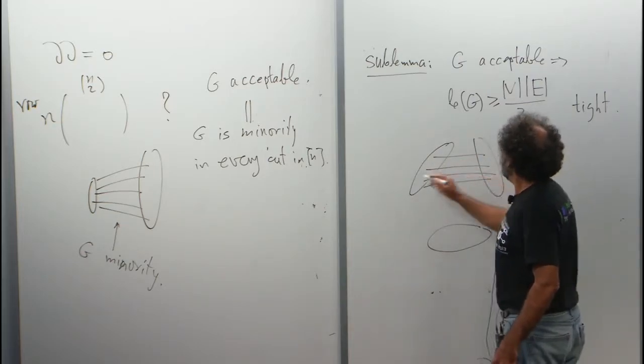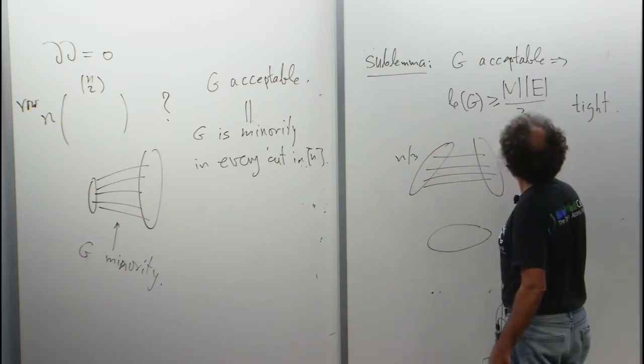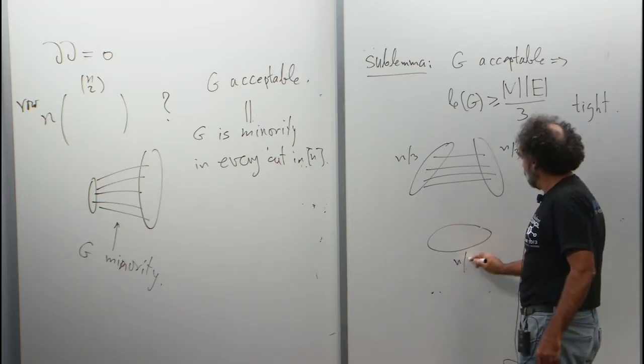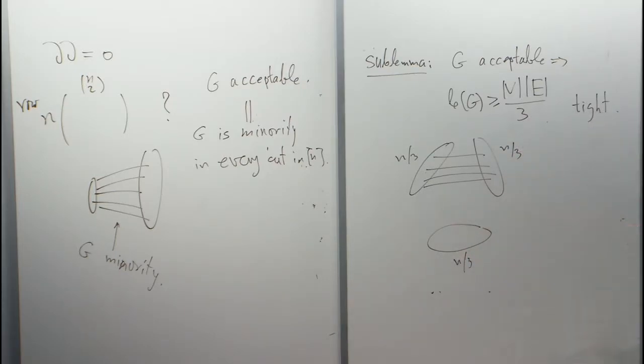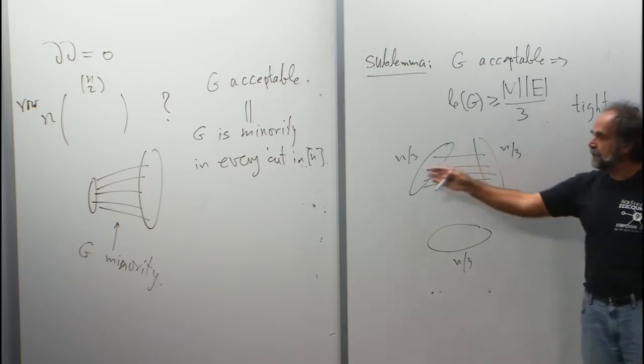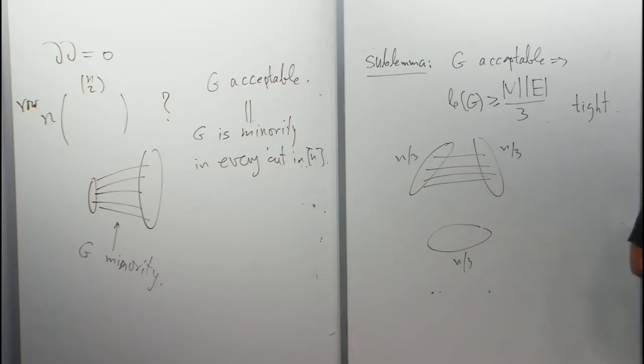So you take this tripartite graph, or whatever you want to call it. The vertices are partitioned into 3 equal parts, and the edges are just all the edges that connect these parts. So it's very easy to see that this is acceptable. This graph is a minority in every cut that you take. So let's calculate. The number of vertices is, of course, n. The number of edges is n squared over 9, right? Everyone here times everyone here.